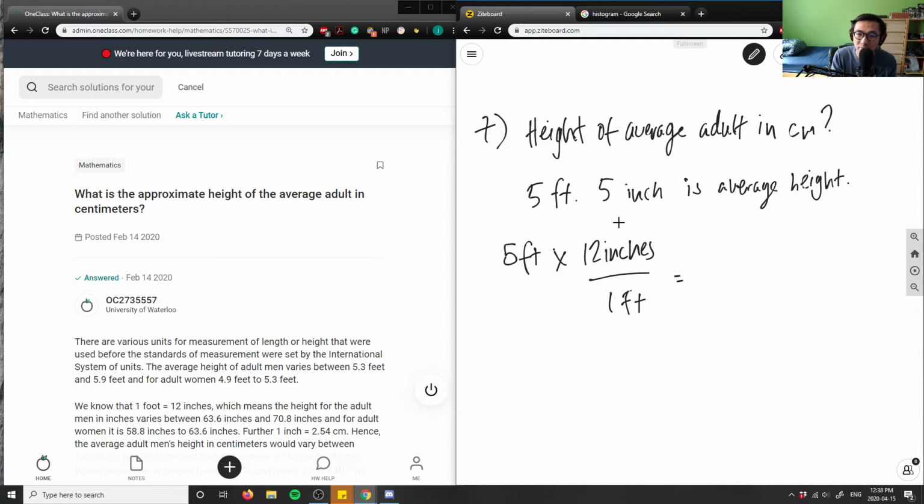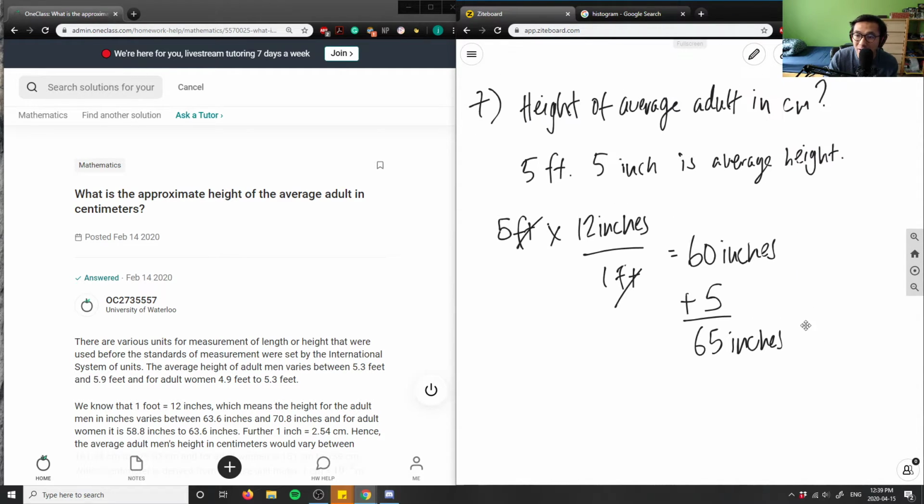Which means the feet would cancel out. 5 times 12 here is 60 inches, right? So I have 60, and then I have to add my 5 here. So 60 plus 5 is 65 inches. So I have 65 inches as the average height of our adult here. So now we have 65 inches.